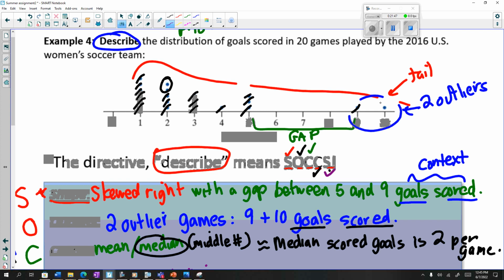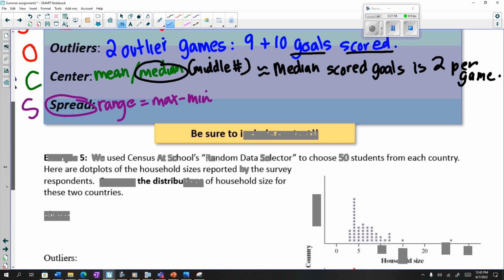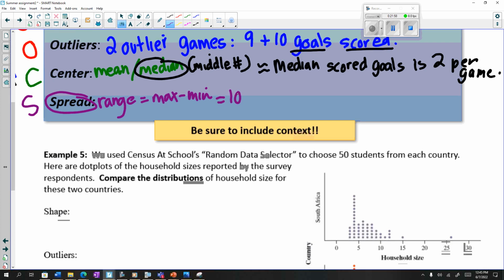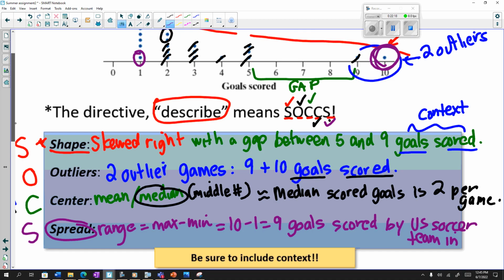So the maximum number of goals scored was 10, and the minimum number of goals scored per game was 1. So we're going to do 10 minus 1 to get the range of goals scored. So 10 minus 1 equals 9 goals scored. So the range of goals scored is 9 goals scored. A pretty wide range. And again, you want to say by the U.S. soccer team to be in context, in the year that we were talking about, which I think was 2016.